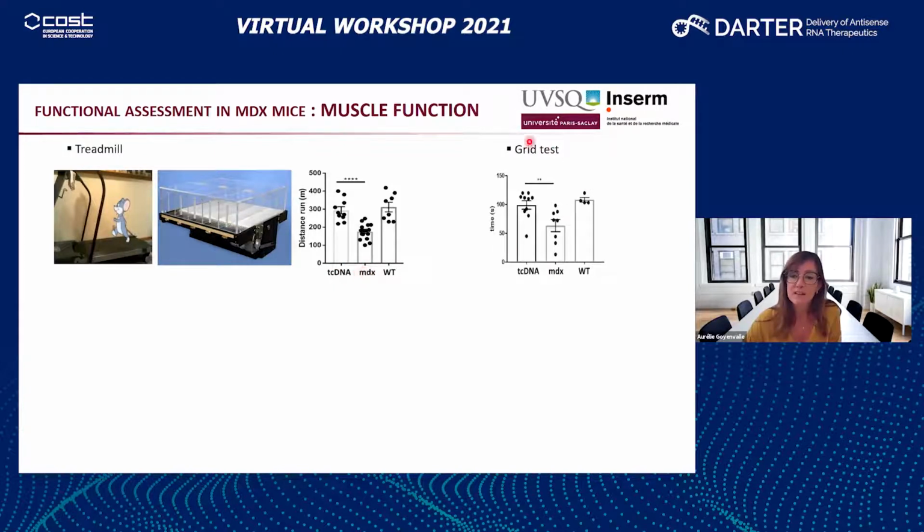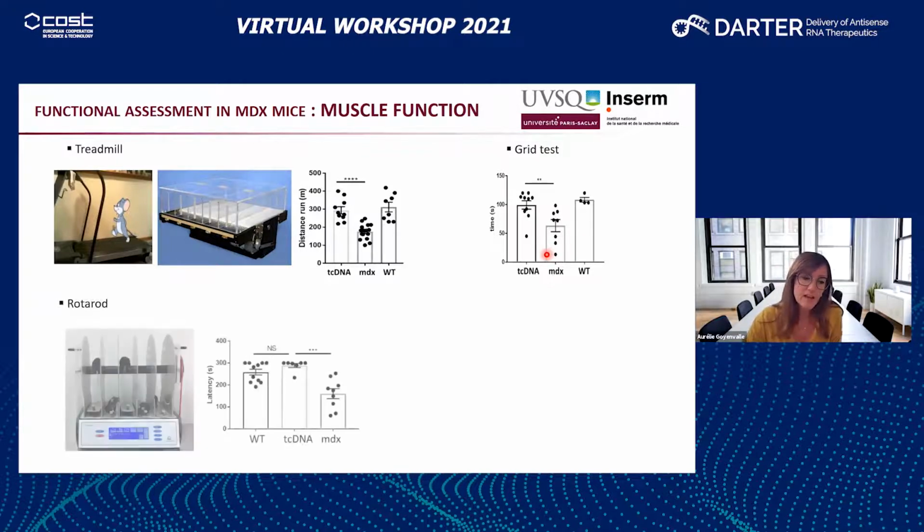There are a lot of tests like the grid test, where you place the mice on an inverted grid and you can see how long the mice can stay. And generally, the dystrophic mice do not stay as long as the wild type. You can use the rotarod, again, for muscle function, even though, as Maike said before, this is also dependent on the behavior of the mice. So when you start looking into functional assessment, you have to be really careful about potential other defects that the mice may have regarding the behavior.